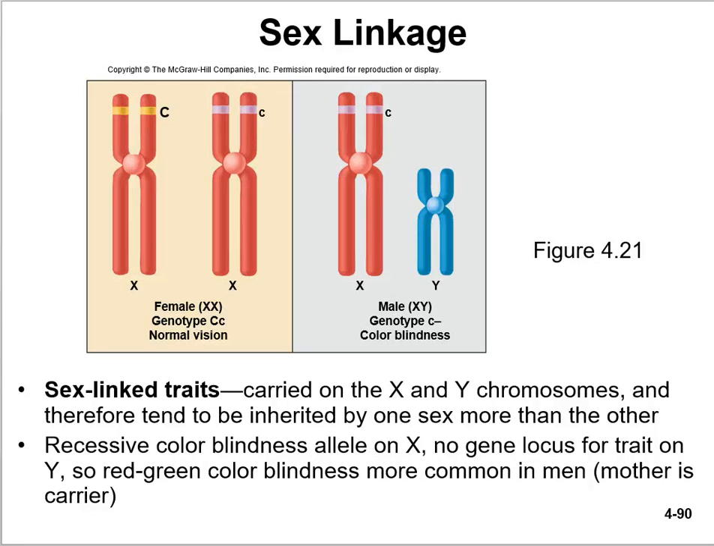Some genes are carried on the X or the Y chromosome. Those are called sex-linked traits. These are traits carried on the X and Y chromosome. Therefore, it changes the probability of getting certain disorders. Recessive color blindness is an allele that's on the X chromosome, but remember the X and the Y are not homologous, so this gene is not on the Y chromosome.